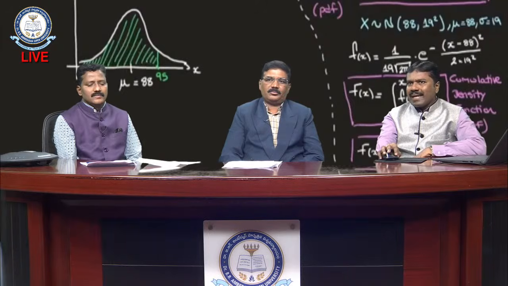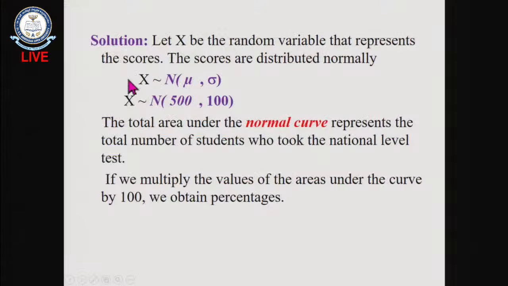Let x be a random variable that represents the scores. The scores are distributed normally, so x follows N of mu comma sigma squared. Here the mean is 500, and the standard deviation is given, which is why I put sigma. Generally we can take mu comma sigma squared, the variance, but in our question they gave the standard deviation only. So x follows N of 500 comma 100.